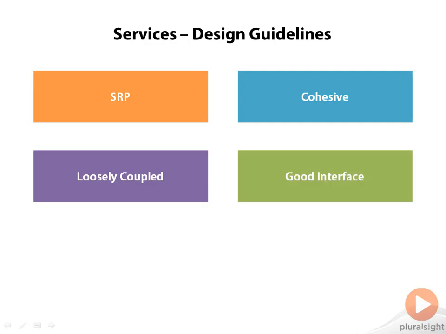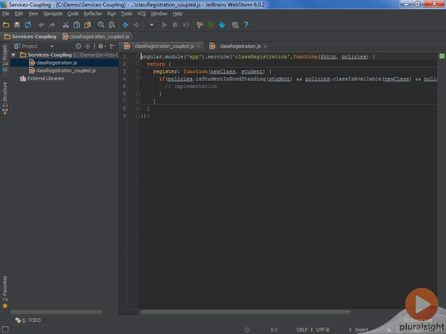The next principle we will look at is the principle of good interface design. We'll look at a couple of examples. First, let's go right back to our bad class registration example. Notice how the policy service requires the class registration service to call 3 different methods to find out if a student can be registered for a class or not. This is a great example of a bad interface. The class registration service has to know so much about how the policy service does its job, and it has to do a lot of work to talk to the policy service.